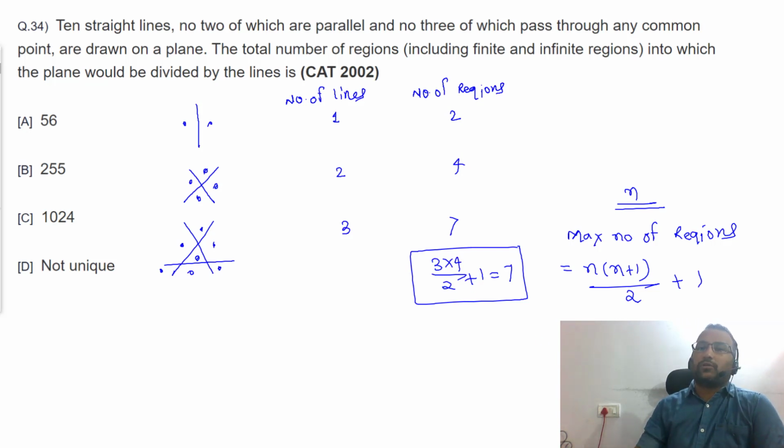So over here the answer is, total 10 lines are drawn over here, that is 10 into 11 divided by 2 and then plus 1. So 55 plus 1, 56 is the answer to this question.